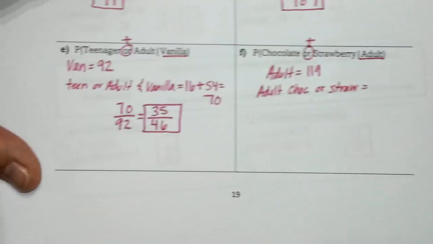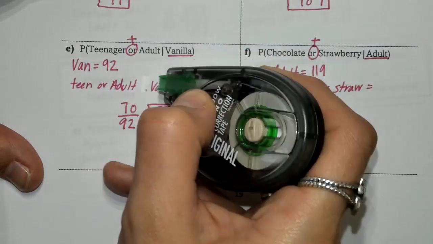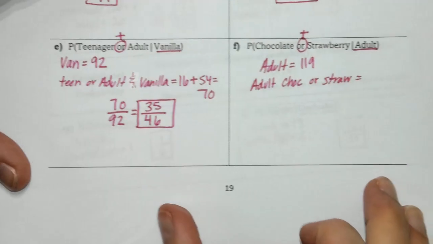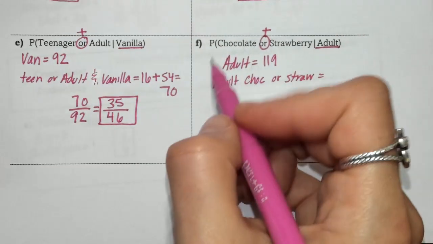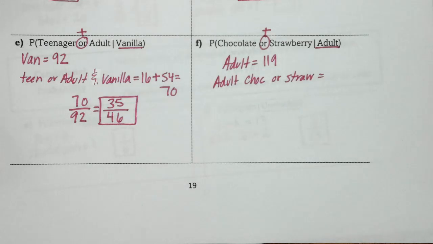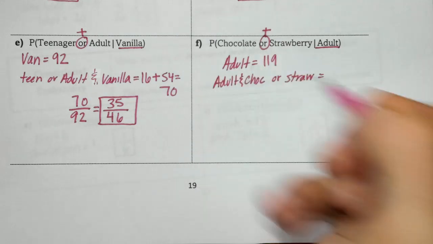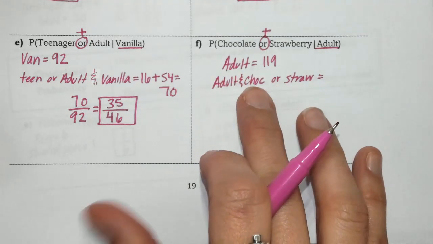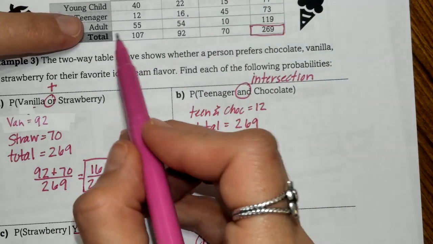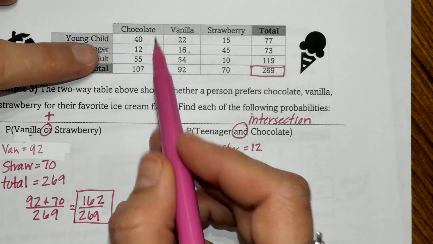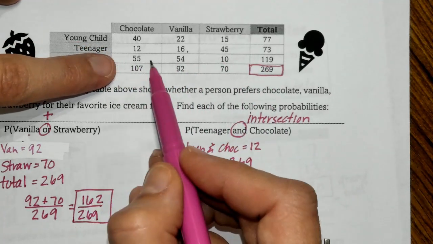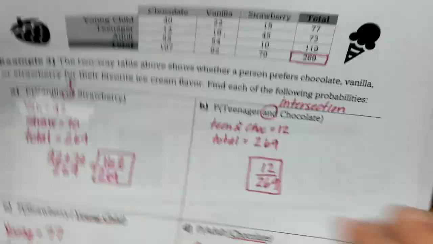I did realize over here, if anybody noticed, I put an and. Oh, you know that. That's right. Sorry. I'm second guessing myself. My writing. So we want an adult and they only like chocolate or strawberry. So we look at where adult and chocolate intersect. Start there. Adult and chocolate. So again, we're only looking in the adult section here. Adult and chocolate is going to be 55.